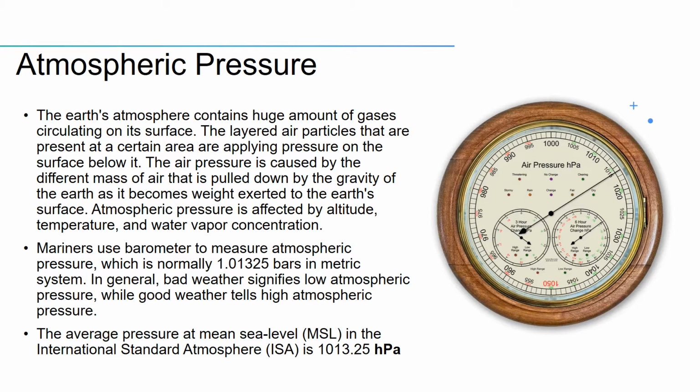Mariners use barometer to measure the atmospheric pressure, which is normally 1.01325 bars in metric system. In general, bad weather signifies low atmospheric pressure, while good weather tells high atmospheric pressure. The average pressure at mean sea level in the international standard atmosphere is 1013.25 hectopascal. So kapag tumaas pa dyan sa 1013.25, high pressure na yon. Kapag bumaba, syempre low pressure yon.